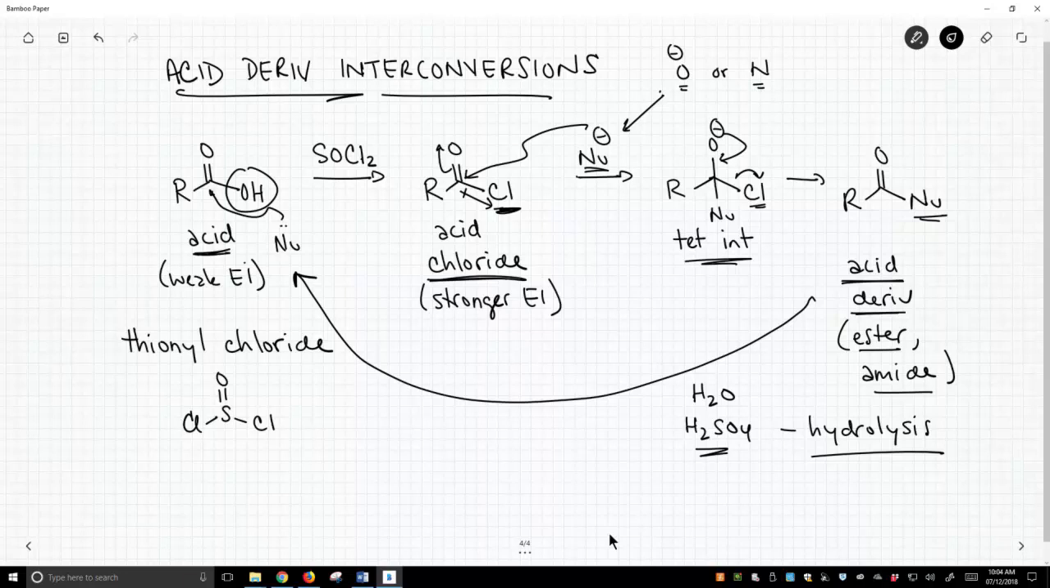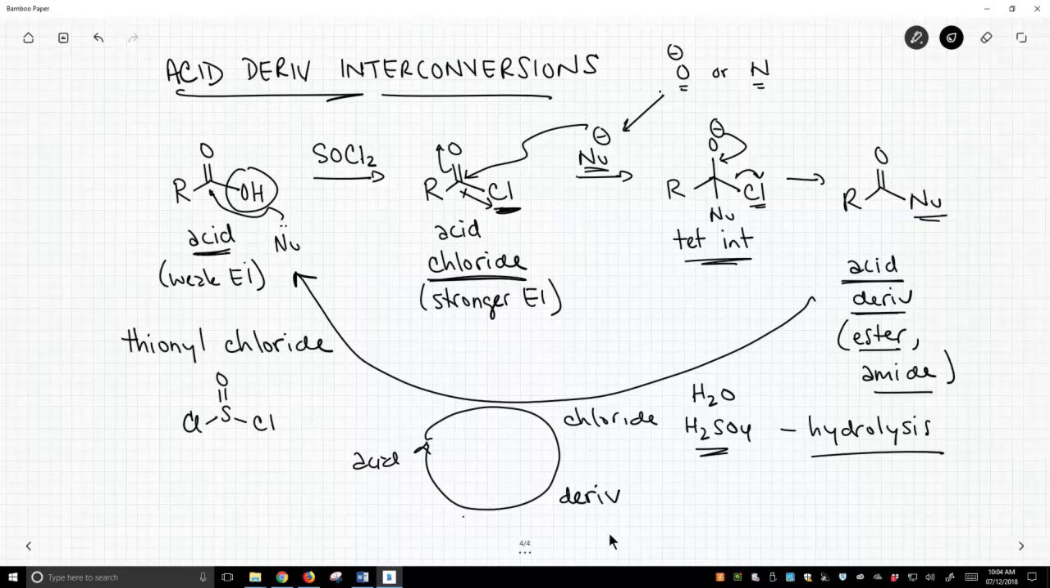So this is kind of the cycle of acid derivatives. We're going to go in a circle. We can go from the acid to the acid chloride to a new derivative, and then back again to the acid by hydrolyzing with acid and water. So this is a cycle, and we will see this repeat itself over and over again as we look at different acid derivative problems.